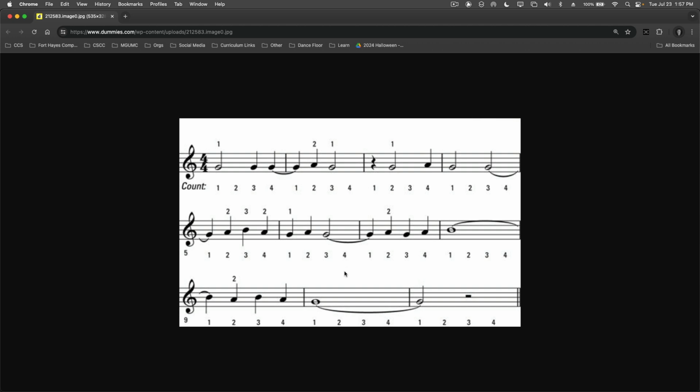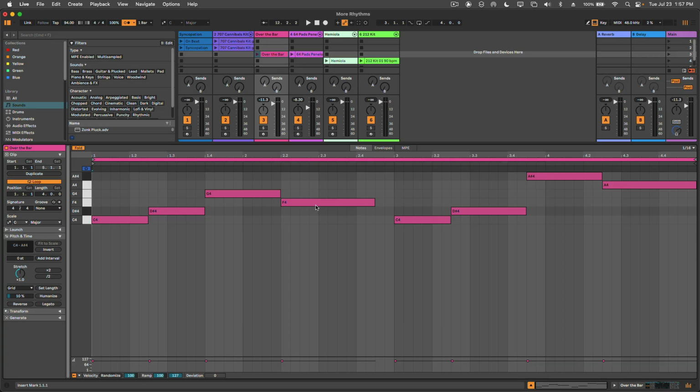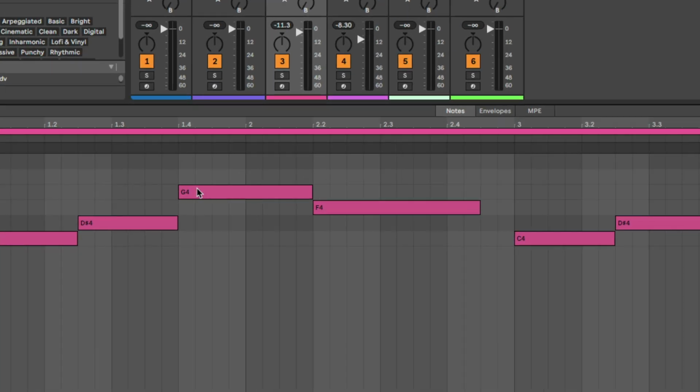This looks like it's complicated if you've maybe never seen something like this before, but if you learn to read sheet music, it's really not that big of a deal. It's pretty easy to get used to. But again, in a DAW, we don't really have that division concept, right? If you look right here, I have this G4 note, and it is definitely straddling across a bar.